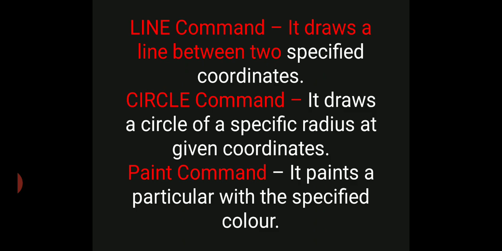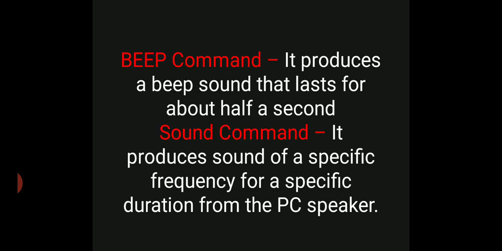Next is paint command. Paint command is used to paint a particular point with the specified color. It means that the command has coordinates that tell QB64 where to start. So you need to use the border color parameter, otherwise paint will cover the entire screen before you use the paint command. So there must be a screen command declared before paint command.